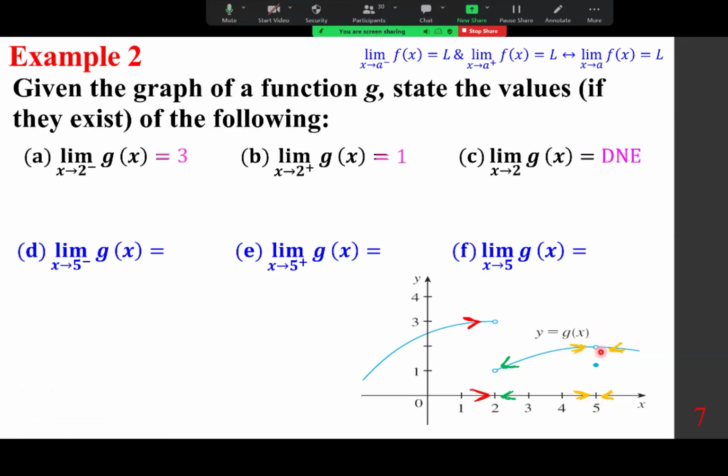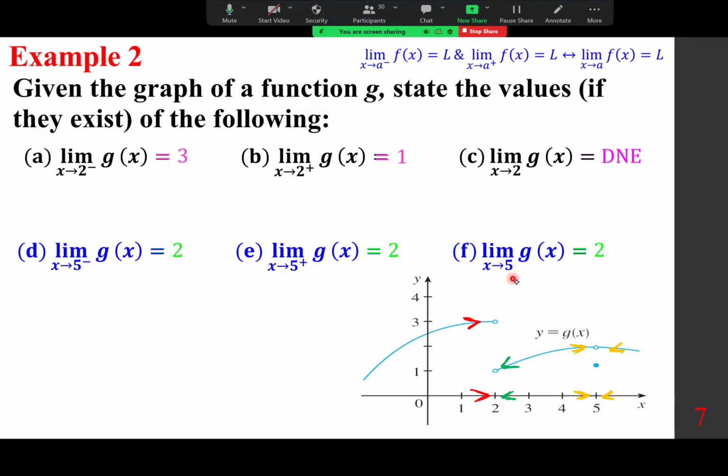Left and right, both of them are moving towards this point, having the y coordinate equals 2. Because the two are identical, the limit of g of x as x approaches 5 is also 2.